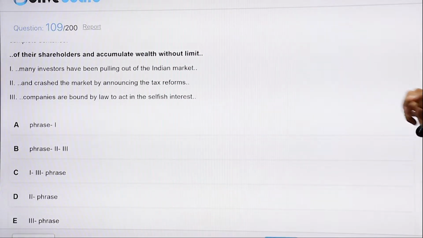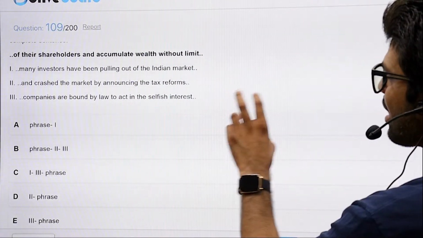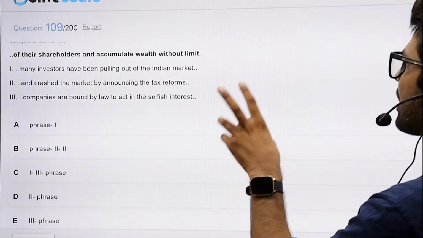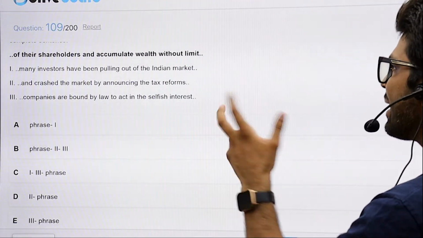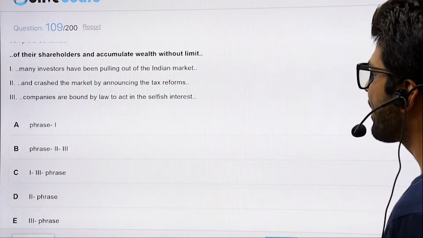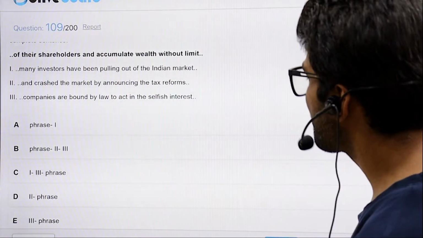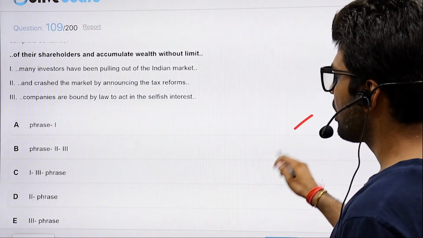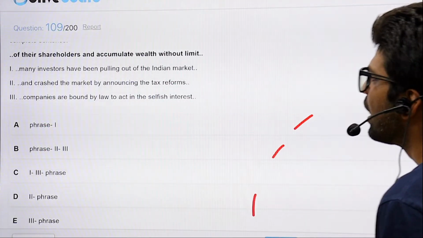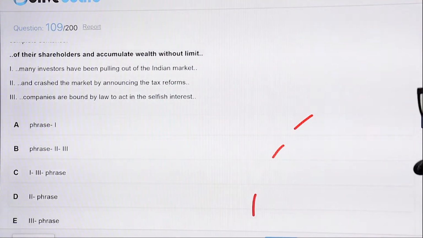Next. Phrase can't start off their shareholders and accumulate wealth without limit, comma. Many investors have been pulling out of the Indian market. Doesn't make sense. Off should be at the beginning. Nope. These three. First and third. Many investors have been pulling out of the Indian market.